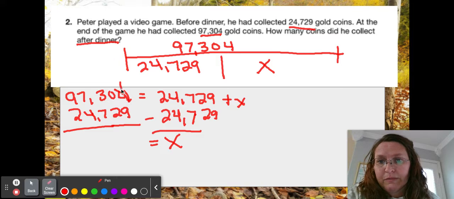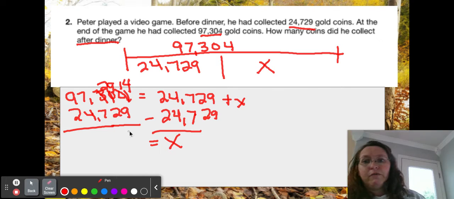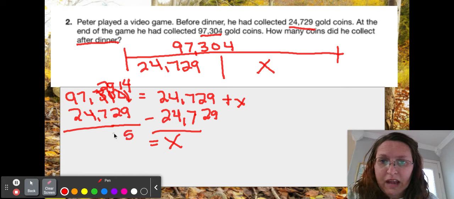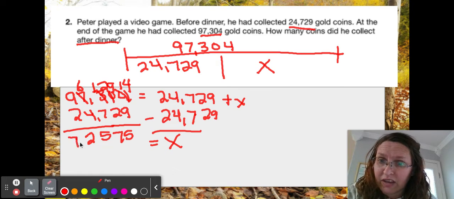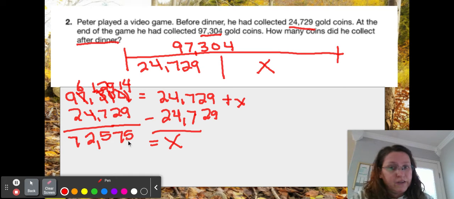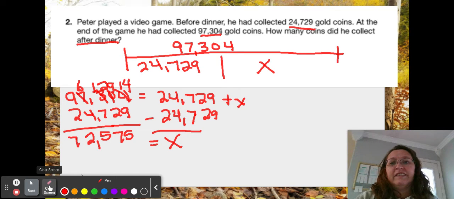I can't do it, so I have to borrow. So it becomes 14. My 0 becomes a 9 because I have to borrow from my 3, which becomes a 2. 14 minus 9 is 5. 9 minus 2 is 7. 2 minus 7 I can't do, so I have to borrow from my 7, which becomes a 6, and my 2 becomes a 12. 12 minus 7 is 5. 6 minus 4 is 2, and 9 minus 2 is 7. So my answer would be 72,575.